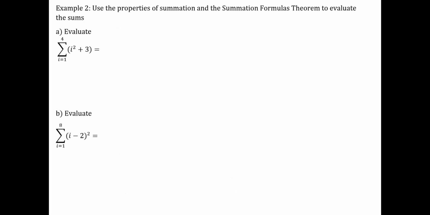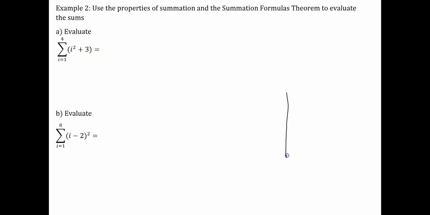In this video, we're going to look at two examples, example 2a and 2b, where we use the properties of summations and the summation formulas that we had in the previous theorem to evaluate these sums. So starting with example 2a, we have the sum from i equals 1 to 4 of i squared plus 3.